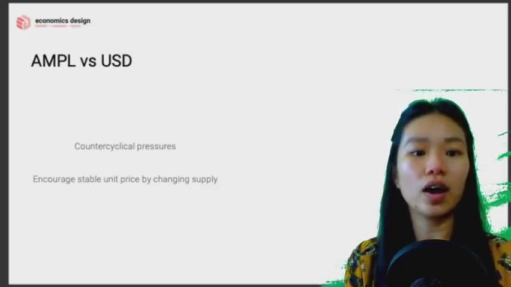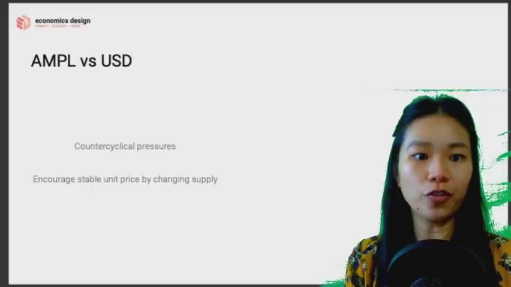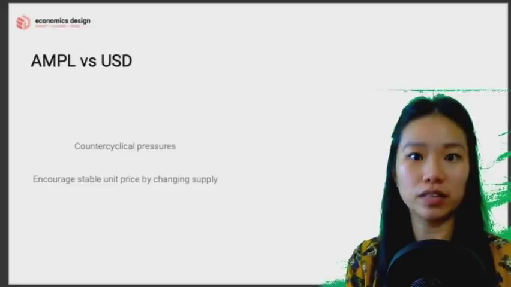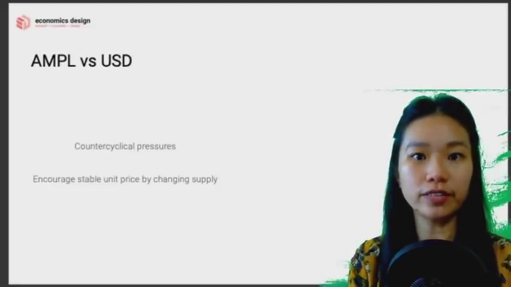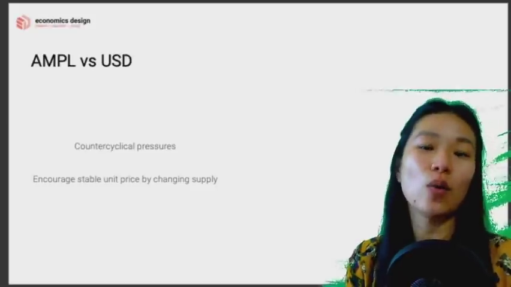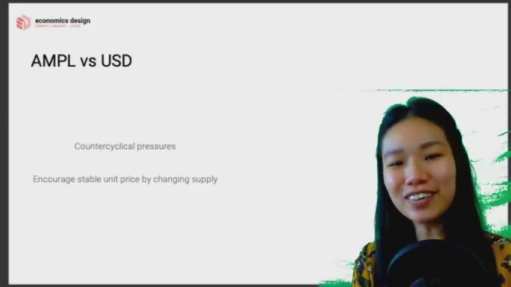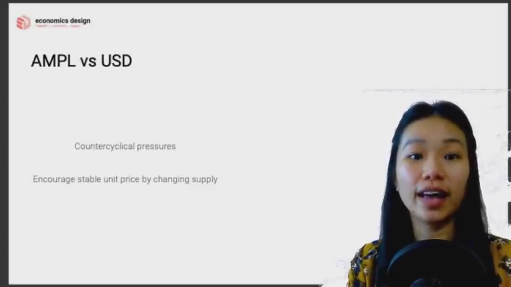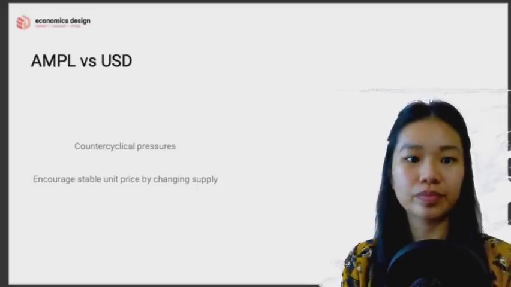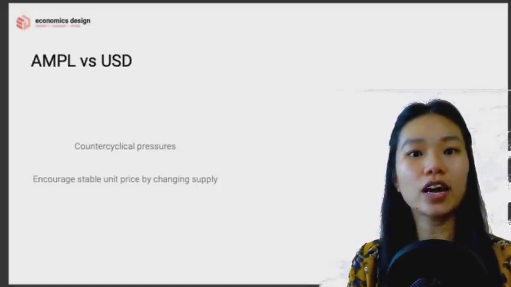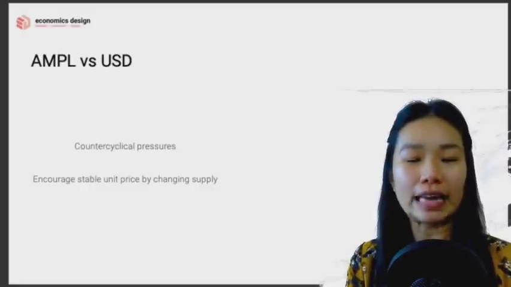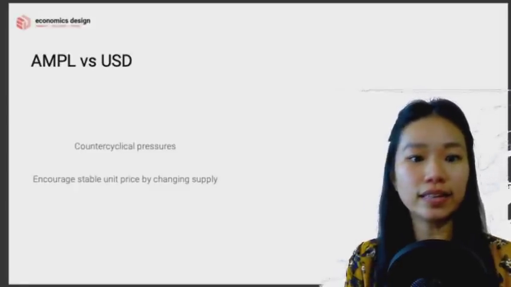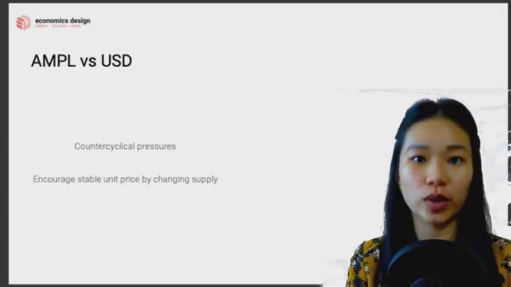The cool thing about, or the difference with Ampleforth, is that it has counter-cyclical pressures. Remember we talked about the supply will change because of the price? Yeah, that's basically counter-cyclical pressures. When price goes up, they mint more. When price goes down, they burn some tokens. So that's your counter-cyclical pressures in the super high-level understanding. And why do we do that? Because then it encourages almost a stable value, a stable price to the asset, which is very different from USD. USD is more like pro-cyclical pressures, as much as what your central banks want to say.